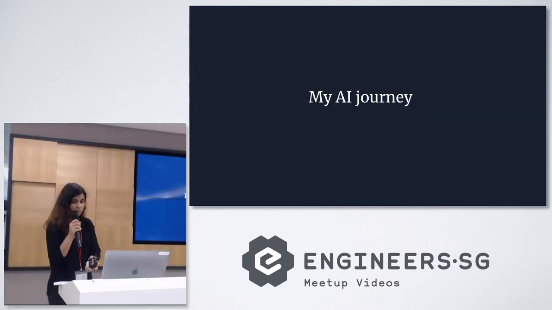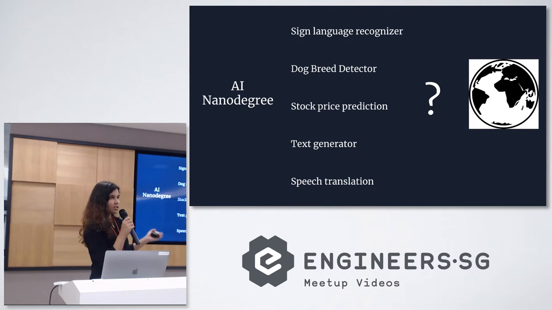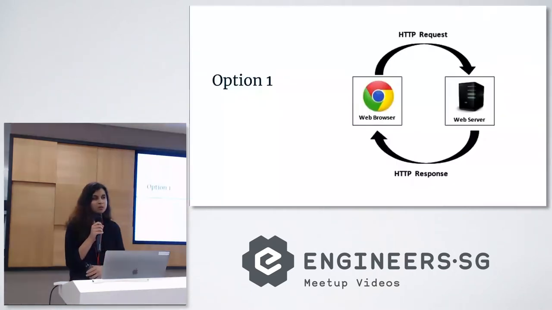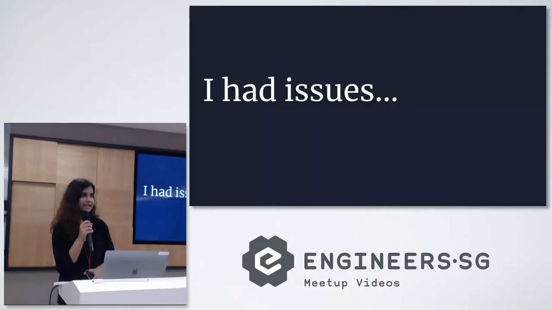So my journey with AI started a few months back when I did this AI nano degree. And I built all these cool algorithms to do sign language recognition, dog breed predictions, dog price prediction, text generation, speech translation, etc. And I was super happy with myself. But all of these algorithms were just on my laptop. They were on my computer. And I wanted to send them out into the real world. And I was stuck because I didn't know how to. So I started looking around. And one way was that I take my algorithms, put it on a server, and every time I want an answer, I connect to my server and get it. It was a good option, but I had issues.